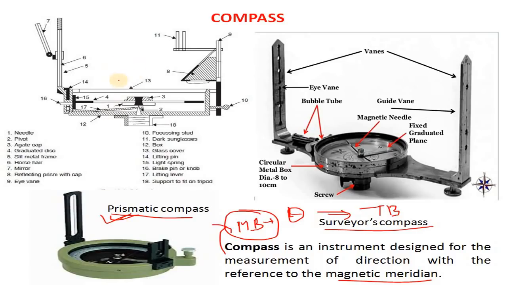See here, this is the cross section of the prismatic compass. Look at this prismatic compass. Here is the eyepiece, you can look from here towards this direction, where some object like a ranging rod or ranging pole will be there. You direct this and bisect it. You will look in this and rotate the compass and fix the position so that the object is in line. And this is the ring. There is an aluminium circle with graduations in degrees and minutes. And there is a magnetic needle which shows the direction of magnetic north and south.